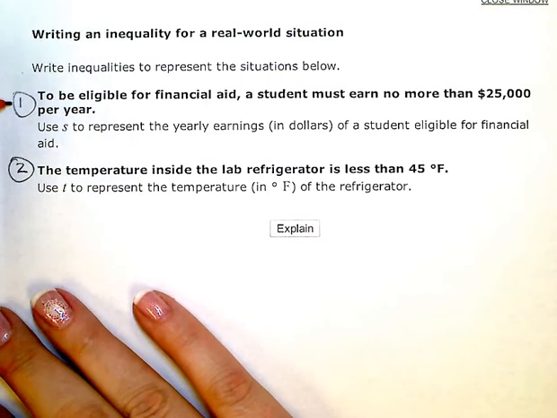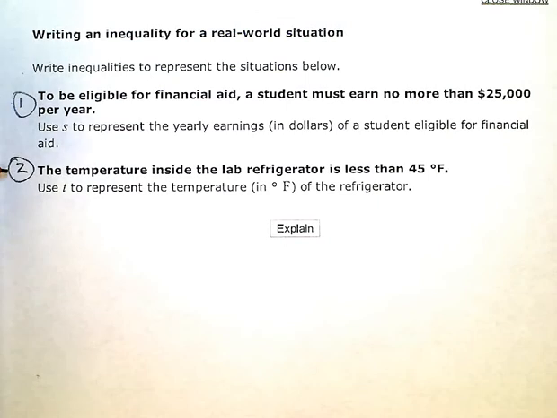So this one is situation or problem number 1. This one will be situation or problem number 2. So number 1 says to be eligible for financial aid, a student must earn no more than $25,000 per year. So what these two problems are all about is not necessarily writing a real complicated inequality, in terms of the numbers and variables involved, but just practicing interpreting the sentence or the language used here and making sure that we translate that into the correct inequality symbol.